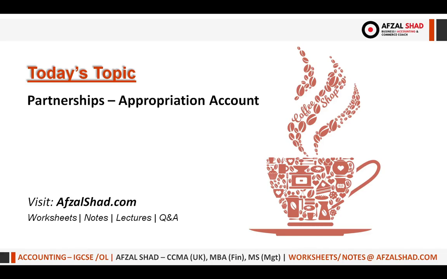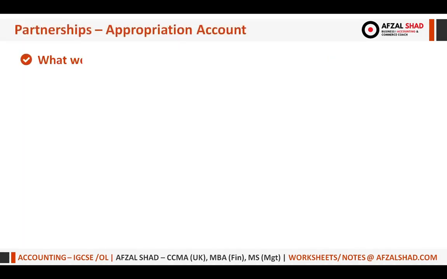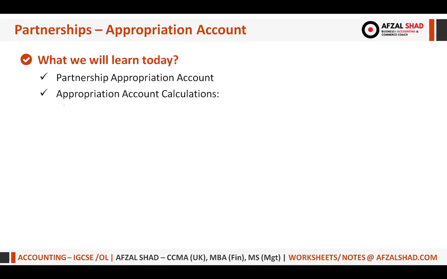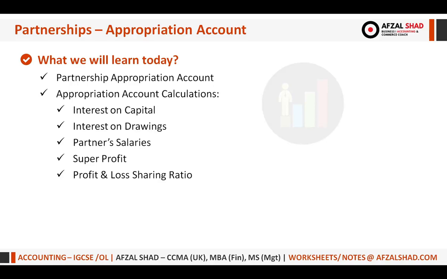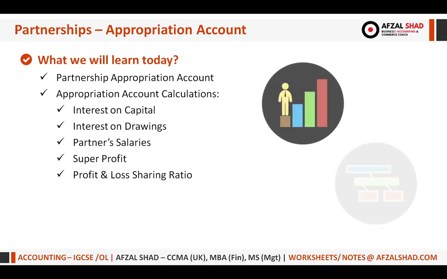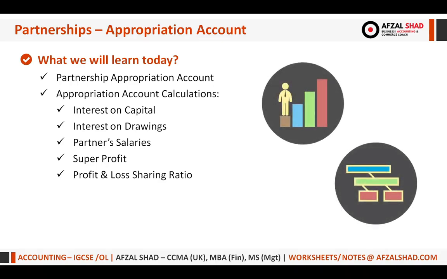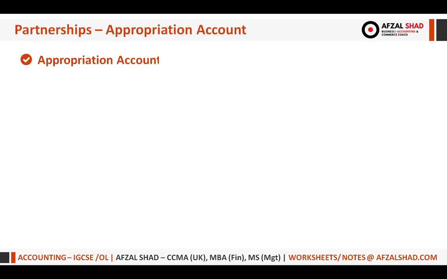So coming back to the appropriation account, today we will be discussing the ingredients of the appropriation account, which consist of interest on capital, interest on drawings, partner salaries, super profit, and profit and loss sharing ratio. These are the things which we have already discussed in brief, but we will now discuss them in detail. So the very first, appropriation account.